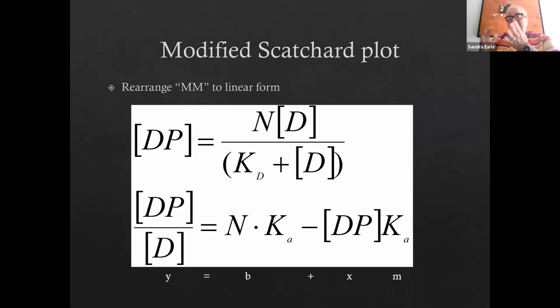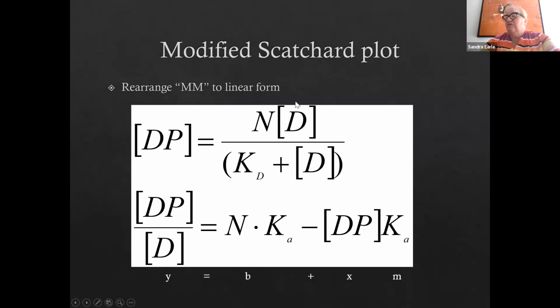And remember, KD is just the inverse of the affinity constant. Ka, the affinity constant, is equal to 1 over Kd. So Kd is the inverse, or the dissociation constant. The lower the Kd, the higher the affinity. And in the denominator, we have plus the free concentration.